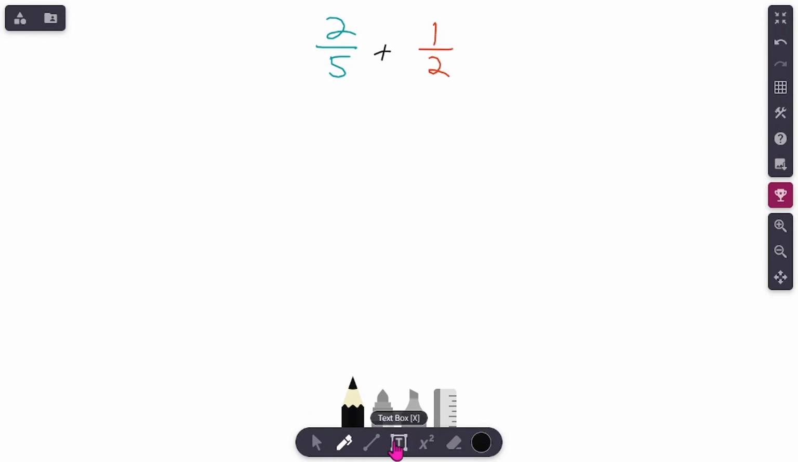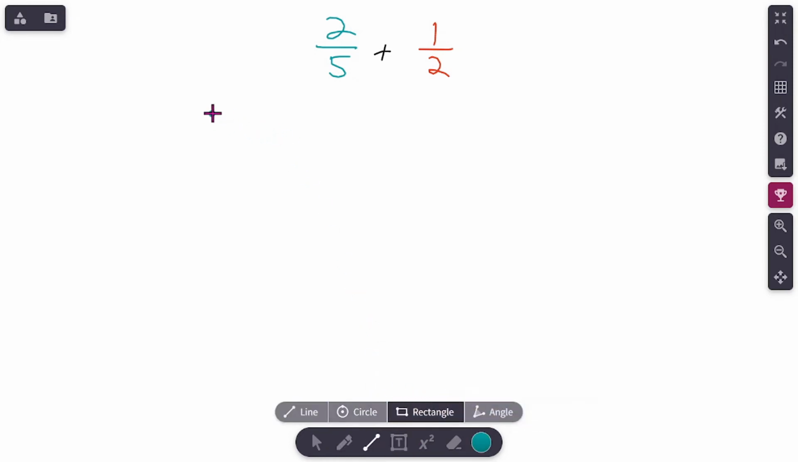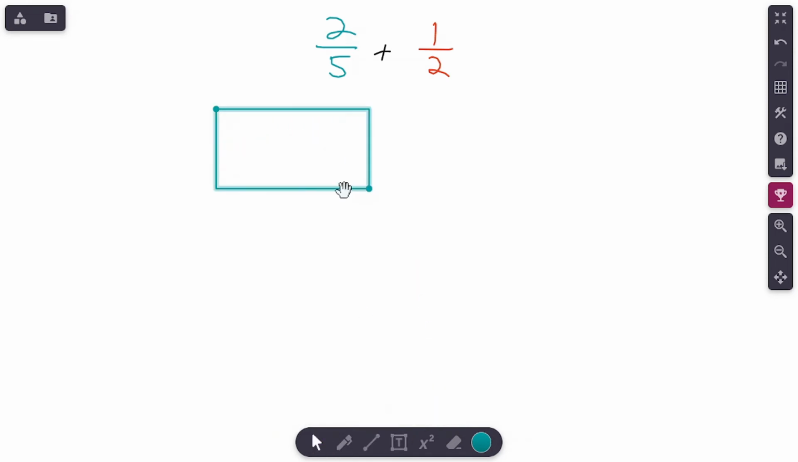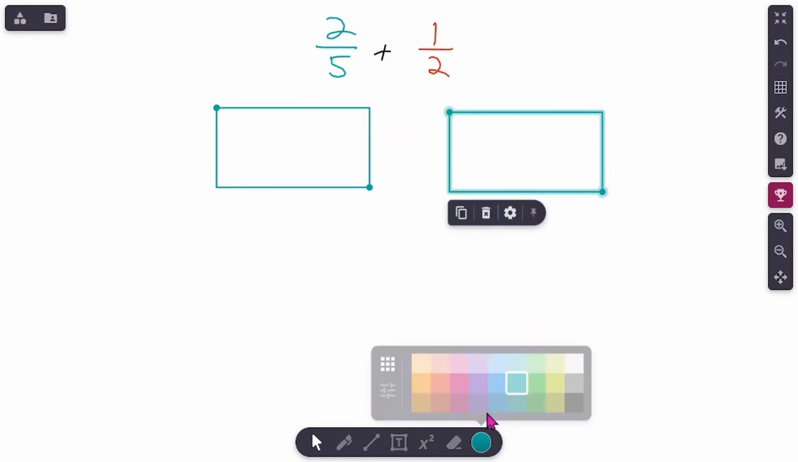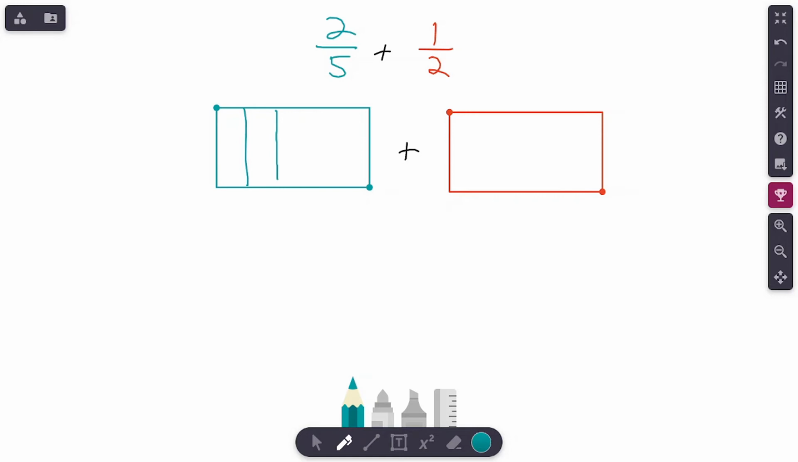Okay, let's do this. Let's draw some models here. Need to represent 2/5. So draw two different models. Copy this one. Change the color. All right, now let's get to dividing these models up. First model needs to represent 2/5. So there's 1, 2, 3, 4, and 5. 1, 2, 3, 4, 5. Shade in 2 out of the 5.